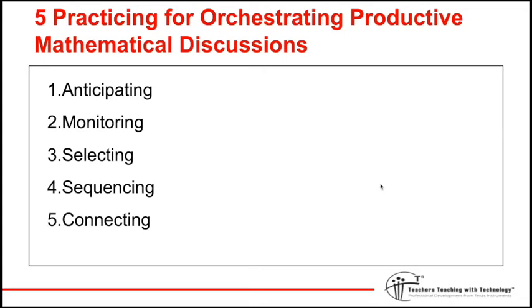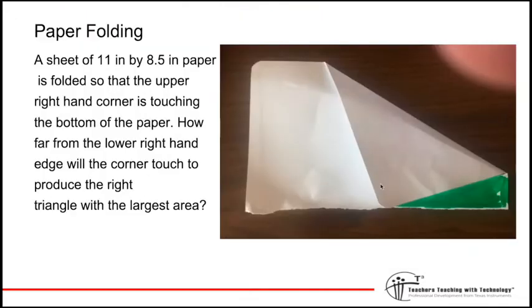Okay, so the next problem I want to look at is this one. It's called the paper folding problem. A sheet of 11 by 8.5 paper is folded so that the upper right-hand corner is touching the bottom of the page. How far from the lower right-hand edge will the corner touch to produce the right triangle with the largest area?